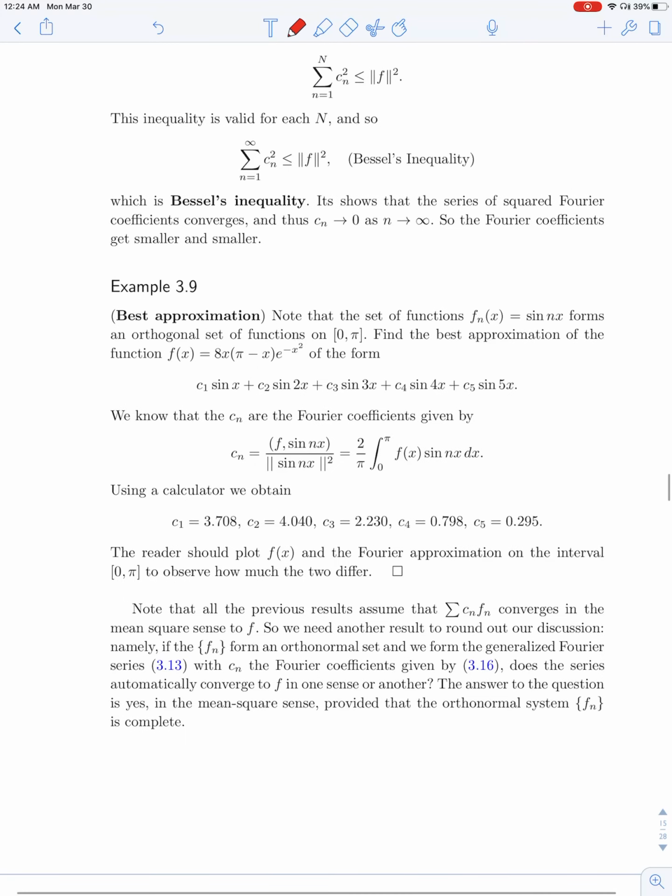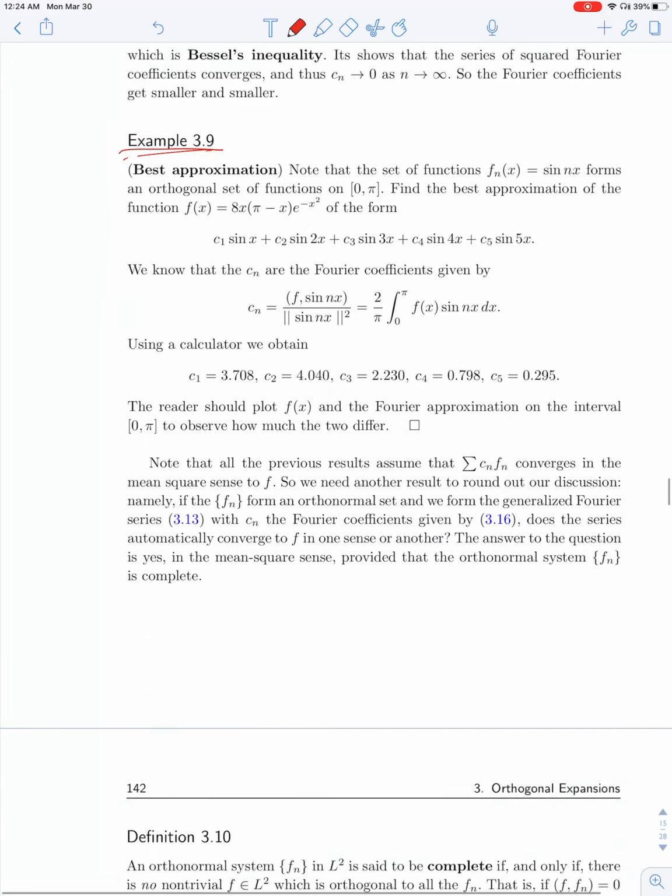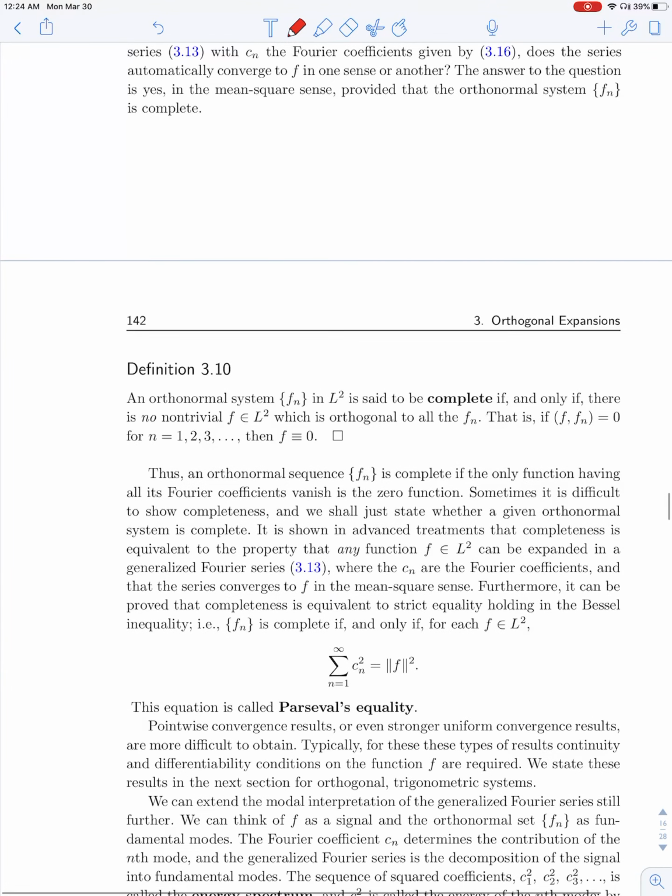So this is one of the examples to explain how to calculate the best approximation. Now, a system is orthonormal. Here it means that the inner product of Fj and Fk is equal to 0 if j is not equal to k. That means it's orthogonal. And when j equals k, it equals 1, so it has norm 1. This is what we call an orthonormal system.